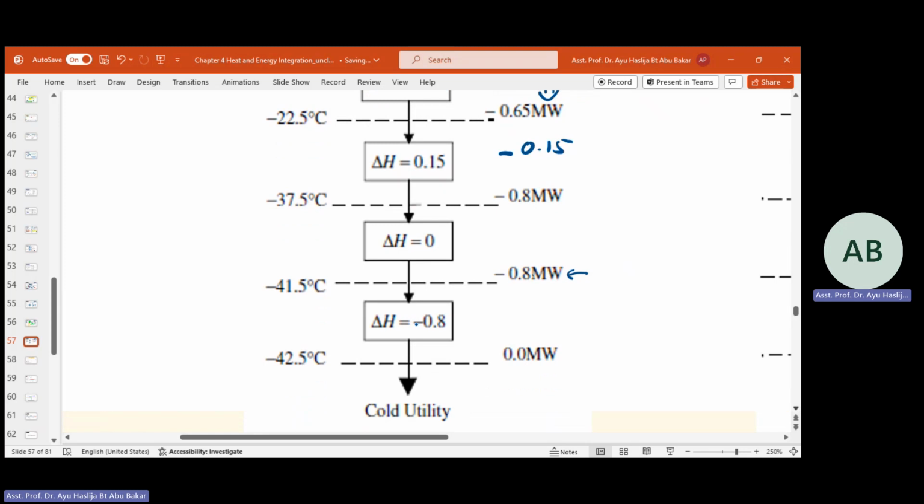Then the last box is negative 0.8. Okay, now, why does it become 0 here? Because from this box, you gain the heat. So the summation of this becomes 0.